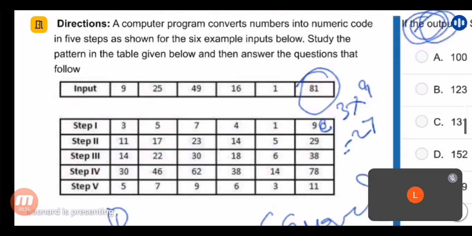Now the final step 5. So if you are looking at step 5, what is going on with step 5? Step 5 is step 1 plus 2. 1 plus 2, 5 works. 5 plus 2, 7. And the last one, 9 plus 2, 11. Now we are putting all the steps together, and that makes a lot of sense. Now let's go to the options.